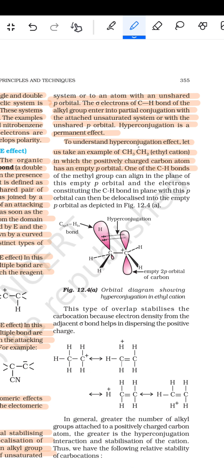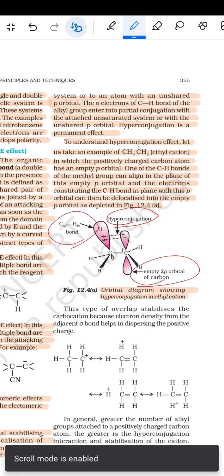One of the C-H bonds of the methyl group can align in the plane of this empty p orbital, and the electrons constituting the C-H bond in a plane with this p orbital can be delocalized into the empty p orbital as depicted in figure 12.4a. तो हाइपर कंजुगेशन इधर हो गया और CH3 का H 1s बॉन्ड और एम्प्टी 2p कार्बन इधर हो गया. ऑर्बिटल डायग्राम शोइंग द हाइपर कंजुगेशन इन द इथाइल कैटायन दिए हुए.